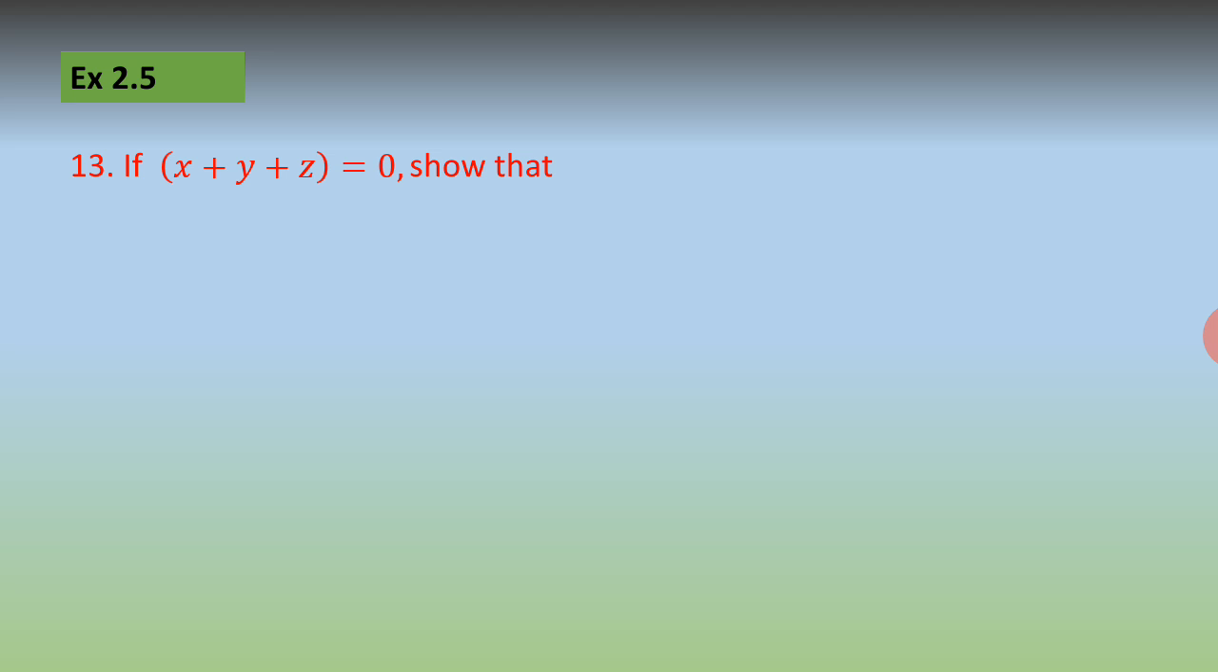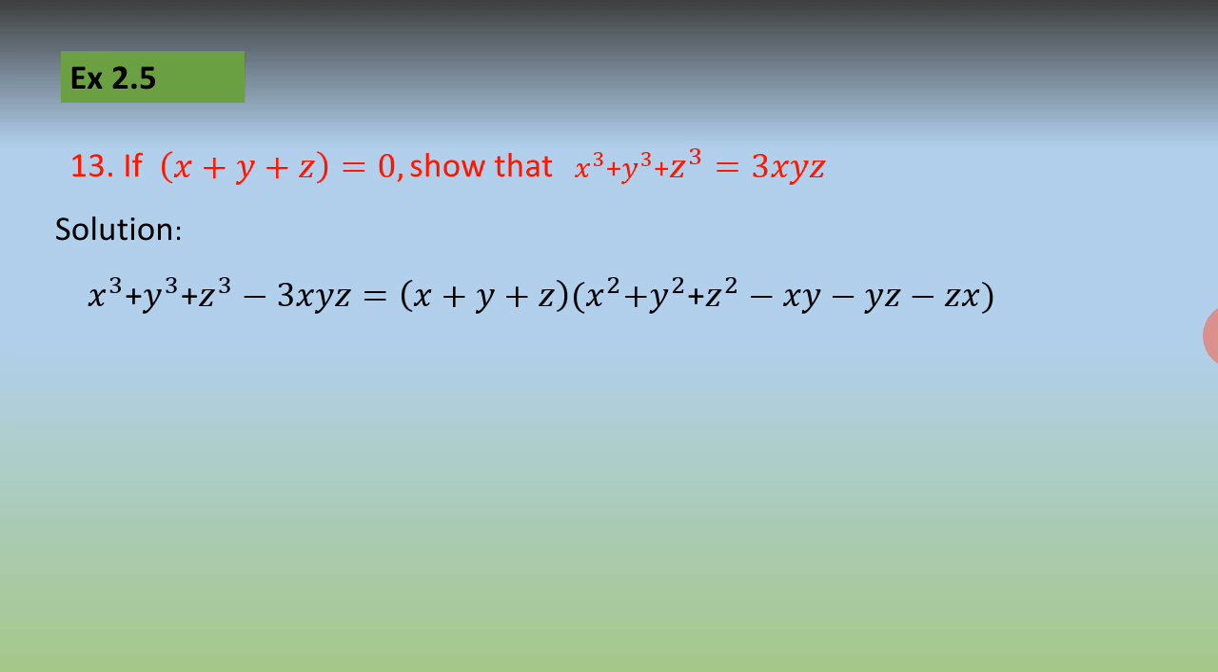If x plus y plus z equal to 0, show that x cube plus y cube plus z cube equal to 3xyz. Now, after looking at all these things, the identity which should click you should be the one which we are studying. Yes, this one. We know this identity, we have noted it down.